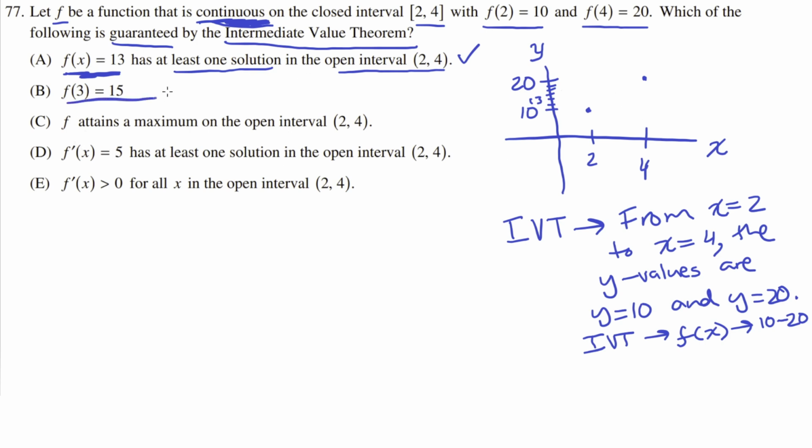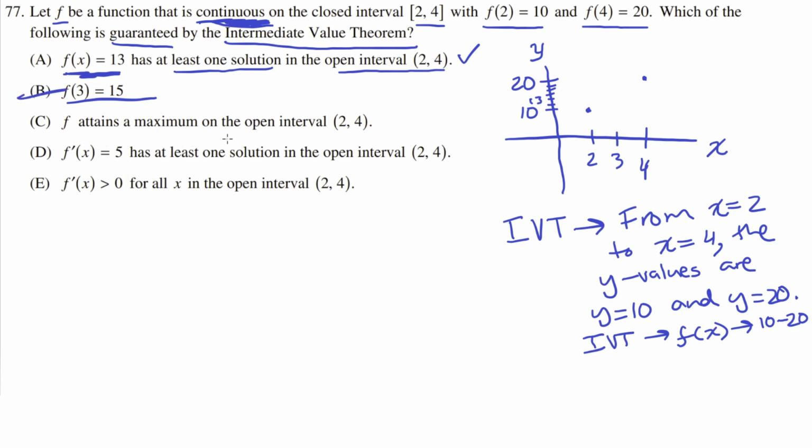B says f(3) = 15. This is not necessarily true because the intermediate value theorem doesn't tell us anything about the actual specific locations of the points on the graph. We don't know if f(3) equals 15. We don't know if the graph goes through 15 at an x value of 3. The graph could look something like this and pass through 15 somewhere much closer to 4. So this doesn't necessarily have to be true. So B is not correct.